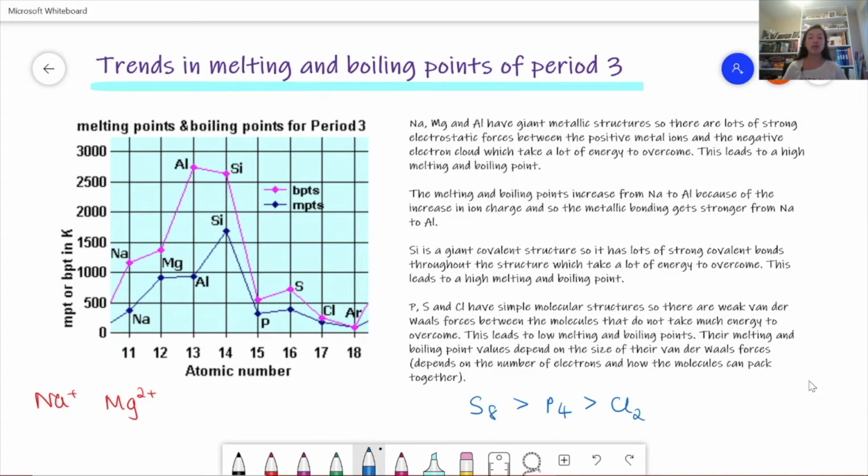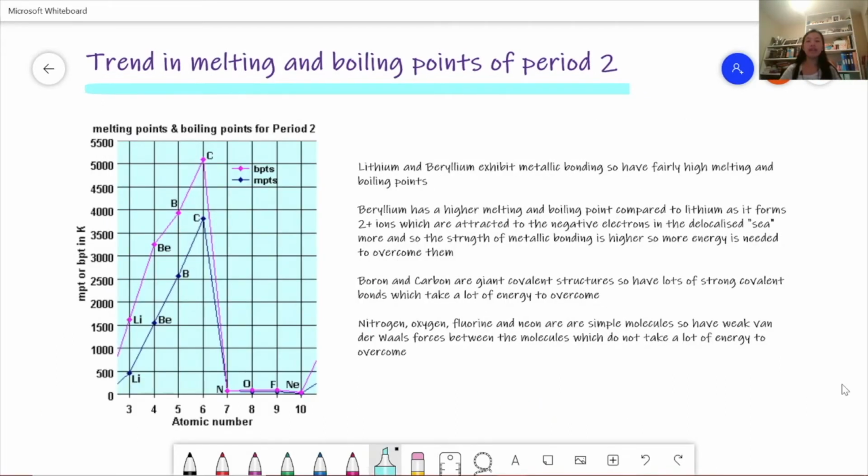And so there'll be a lot more van der Waals forces, and so more energy is taken to overcome the van der Waals forces in the S8. And so the melting and boiling point of sulfur will be higher than for phosphorus and chlorine. Now we're going to have a look at the trend in melting and boiling points of period 2 elements.